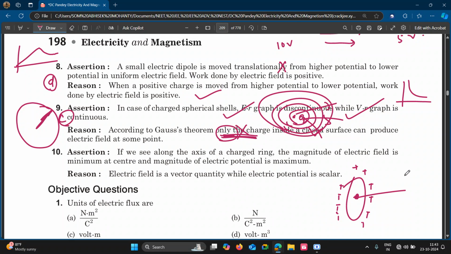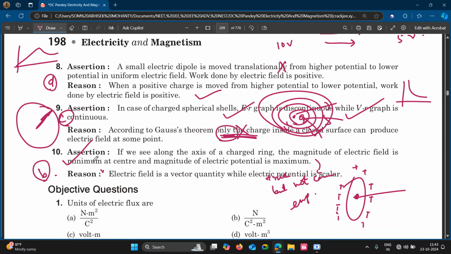And electric field at the center is zero, right? Because all the charges are on the surface of the ring. So electric field at the center will be zero, but electric potential will be maximum, with kq by r. Yeah, this is correct. Electric field is a vector quantity while electric potential is a scalar. That's true, but it's not the explanation for this one, is it? So this is true, but not the correct explanation. So this is the option B.